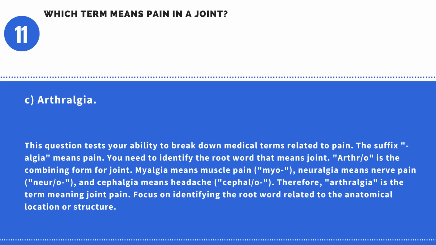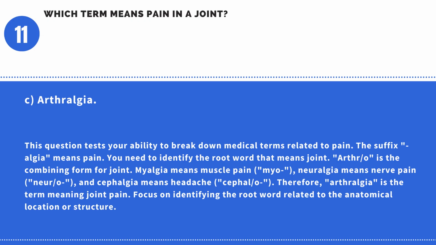C. Arthralgia. This question tests your ability to break down medical terms related to pain. The suffix algia means pain. You need to identify the root word that means joint. Arth/o is the combining form for joint.